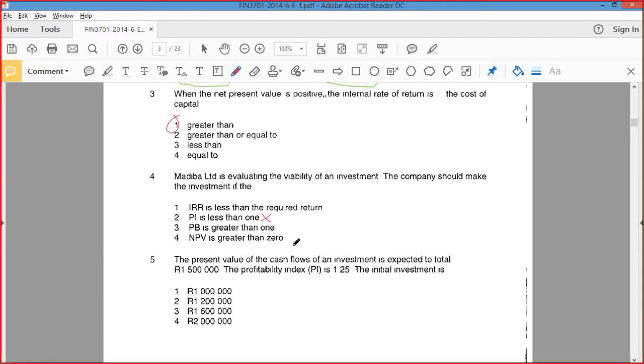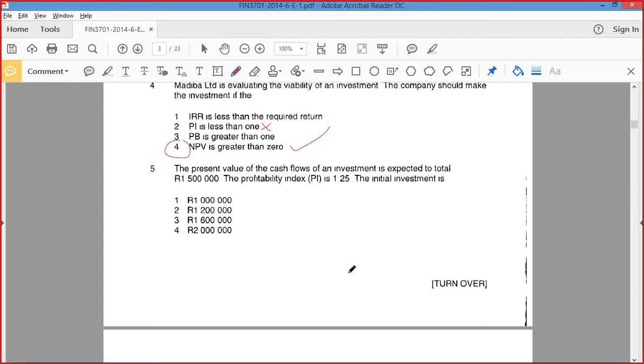NPV greater than 0? Yeah. If NPV is greater than 0, it's positive, so that would be good. Okay, so I got option 4. I just wasn't 100% sure what PB was. So PB is payback. Yeah, payback. Okay.